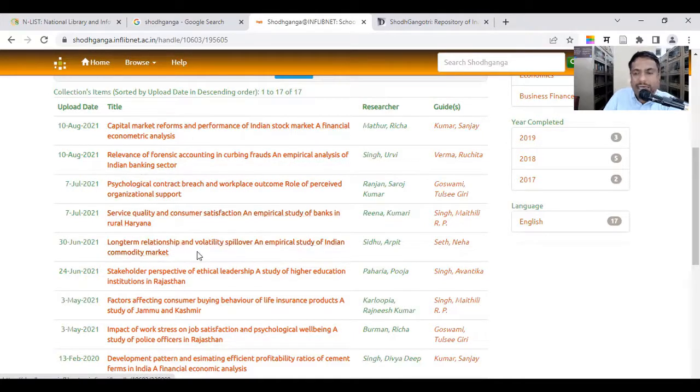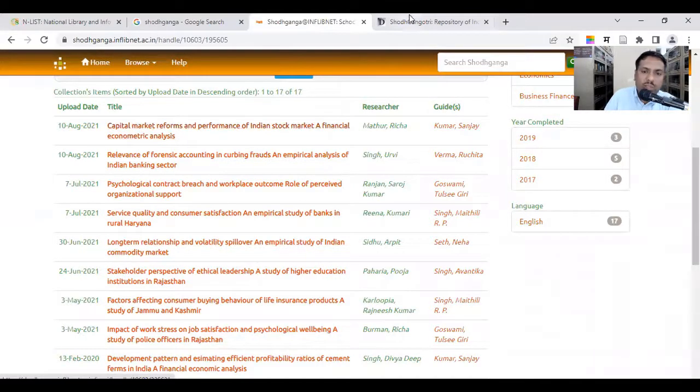So these are the titles of the project. Your project will be on one title. For example, this is "Capital Market Reforms and Performance of Indian Stock Market Finance." This is one title, and you have to prepare the project on the basis of the title. The first thing you have to select is the title. The content we will see later.